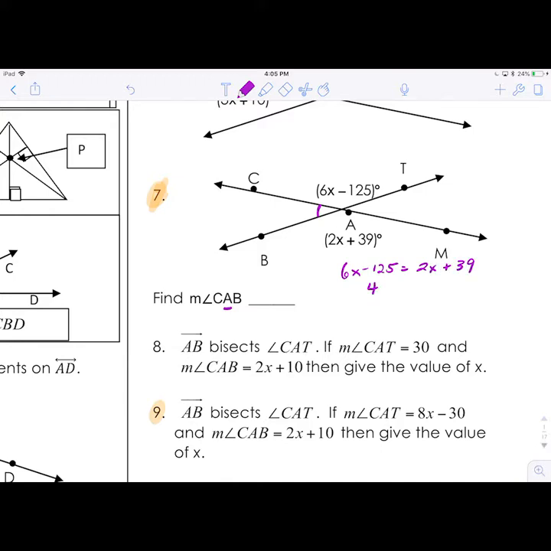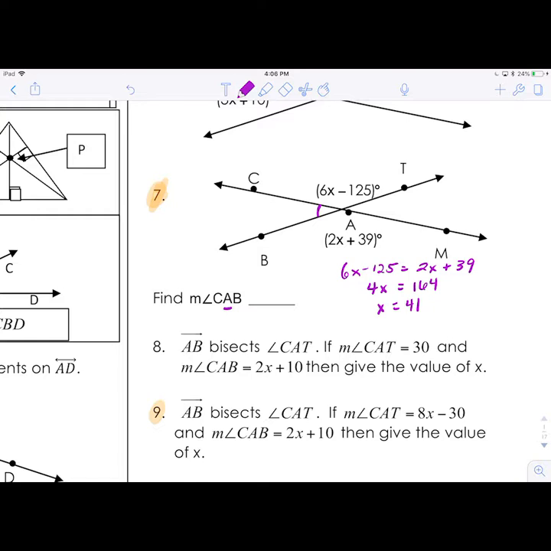So subtracting 2x, I get 4x. Adding 125 to 39, I get 164. And when I divide that by 4, I'm going to get that x is equal to 41. Now, that's not the final answer, nor is the final answer going to be when I plug it back into these, because what you see is that the angle we want is adjacent and supplementary to the two expressions. So I could plug it into either one and then just subtract from 180 to get the measure.